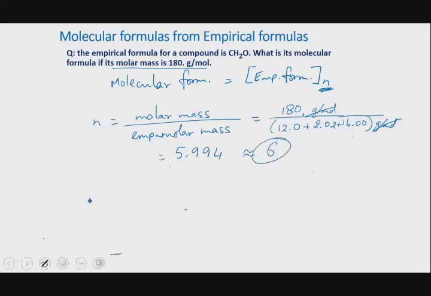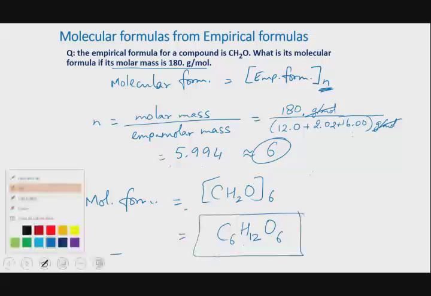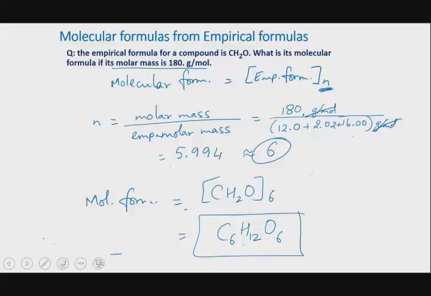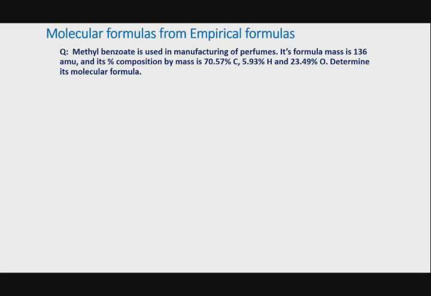Once you have that, the molecular formula is the empirical formula multiplied by this number 6, which gives us C6H12O6 as the answer. Okay, now this was just a guideline to show you how to use this information, but the problems that you'll see will be more of this kind, where you have to do the entire process.